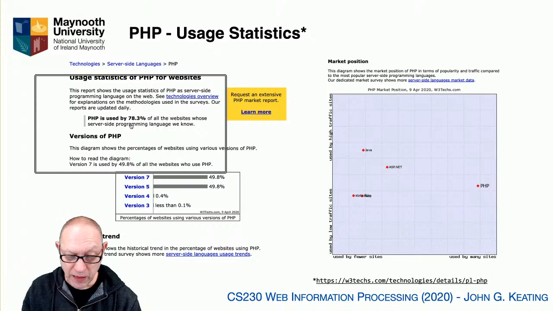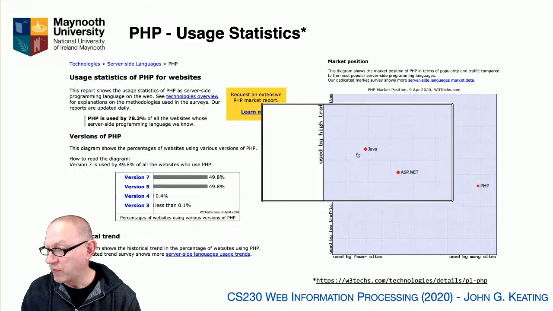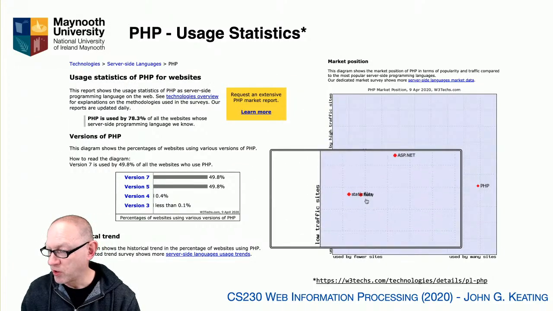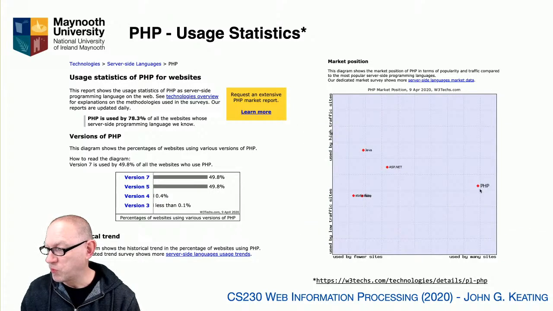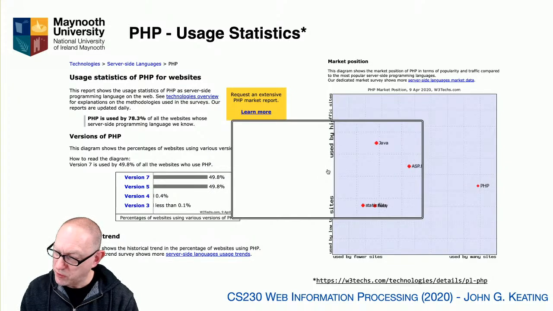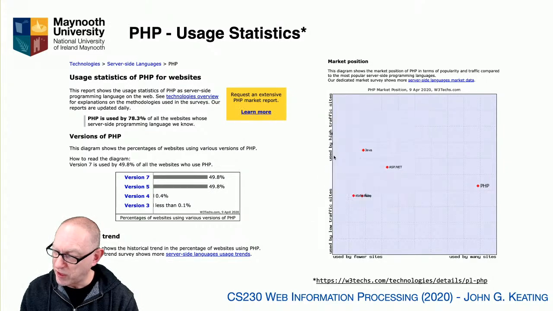And you can see that Java's popular. Some of the other ones are down here and popular too. ASP is here, PHP. So it's used by many sites, okay? And it's used by midway. So the high traffic sites tend to use a lot of Java.